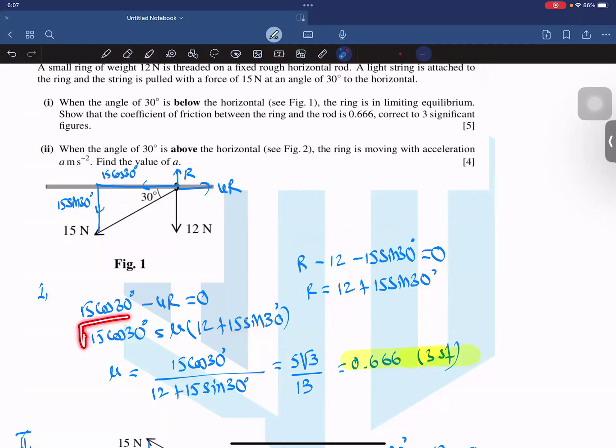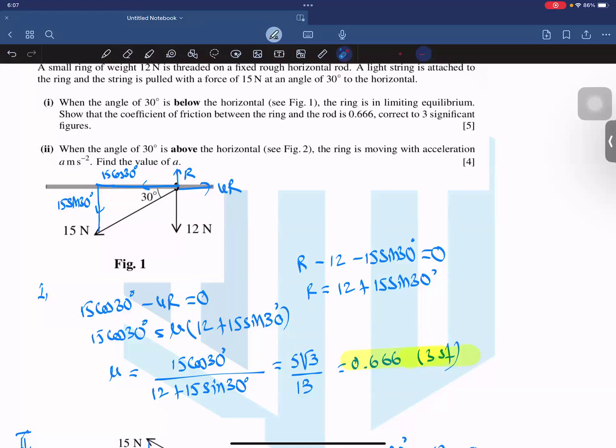So 15 cos 30 is equal to mu R, and therefore the coefficient of friction mu is equal to 15 cos 30 divided by 12 plus 15 sine 30. First I've mentioned the exact value, which is 5 root 3 divided by 13, and mu is equal to 0.666. All right, so this is how you attempt this. We have shown 0.666 correct to three significant figures.